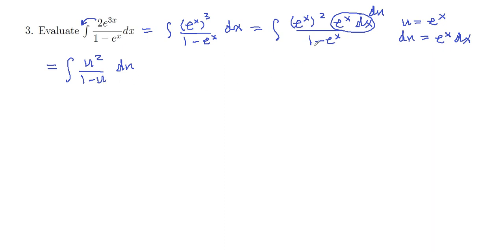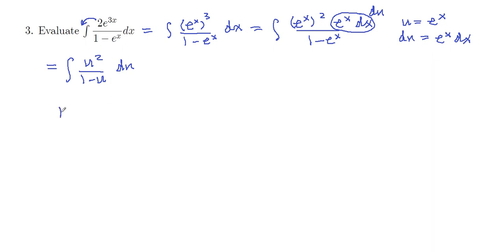Another way would be to let u be the denominator here, and then your du would be negative e to the x dx, which would be almost the same here. Then these you'd have to rewrite. You'd have, instead of u squared, something like 1 minus u squared. You have to multiply out on top. So that might actually be easier. I'm just going to go ahead and do the long division here.